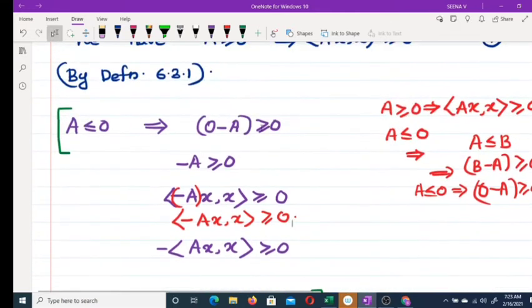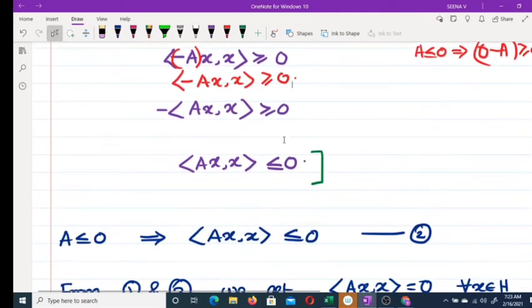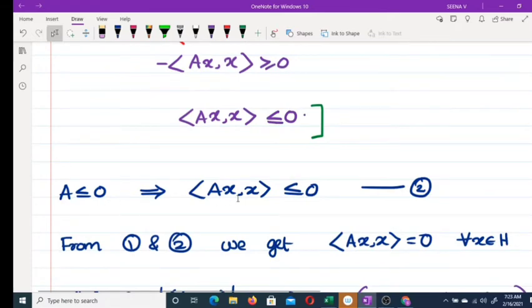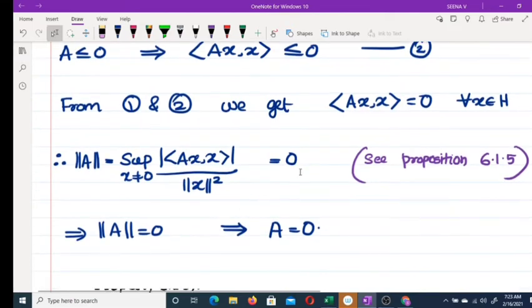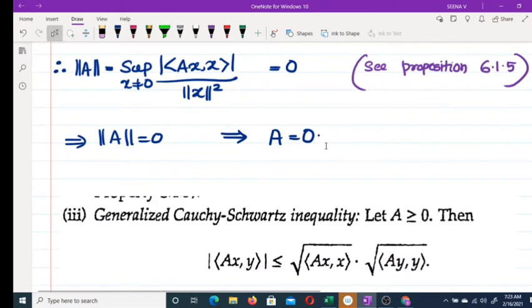So there is no need to write all these things. You can write we have A less than or equal to 0 implies inner product AXX less than or equal to 0. And from 1 and 2 we get inner product AXX equal to 0 for every x belongs to H. Therefore, norm of A equal to supremum x not equal to 0 inner product of AXX divided by norm of x square is equal to 0. This implies norm of A equal to 0. And using proposition 6.155, norm of A equal to 0 implies we get A equal to 0.